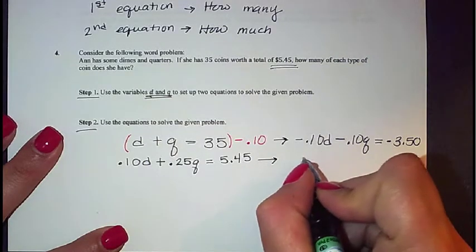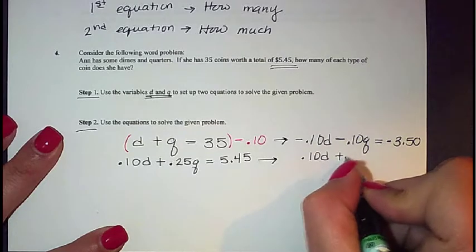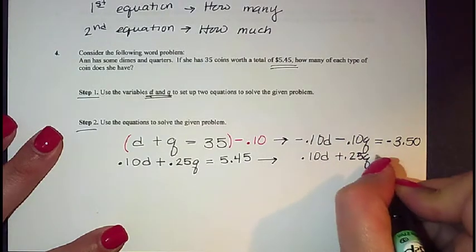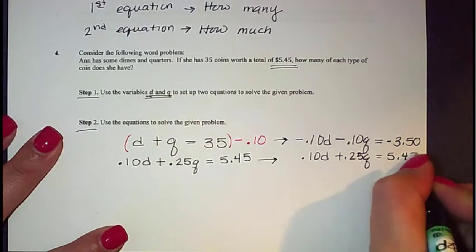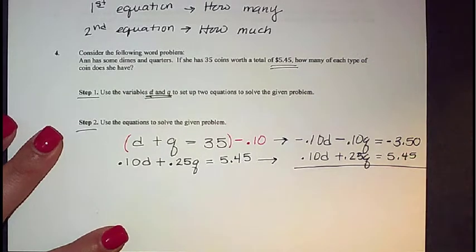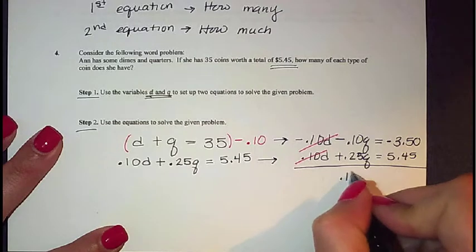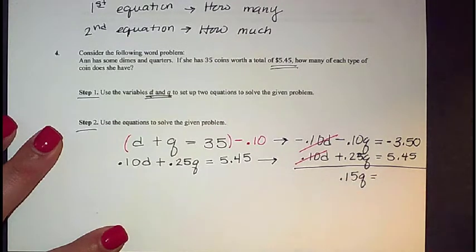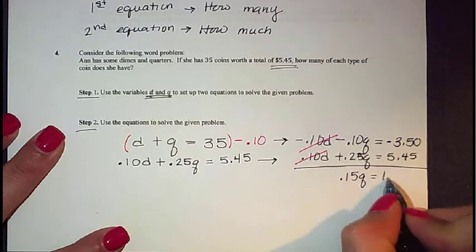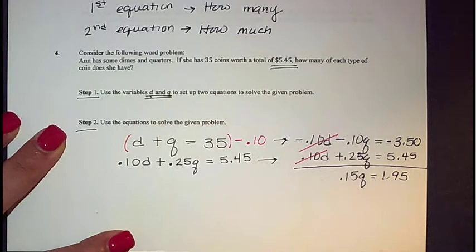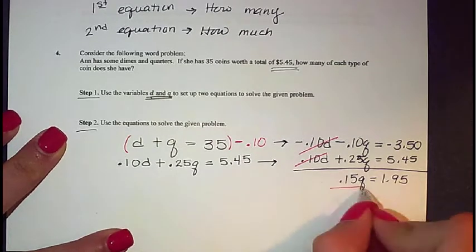This is going to be 0.10D plus 0.25Q equals 5.45. Again, we're eliminating our dimes, so our dimes are gone. 0.25 minus 0.10 would give us 0.15Q, and then 5.45 minus 3.50 would give us 1.95. And then to finish that off, all we would need to do is divide by that 0.15 on both sides.